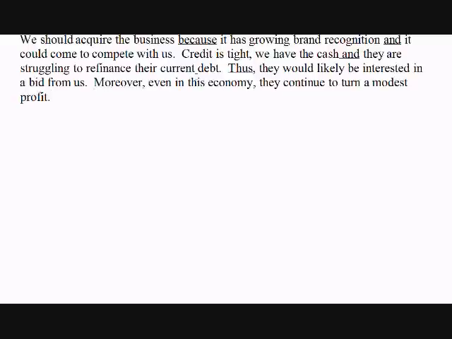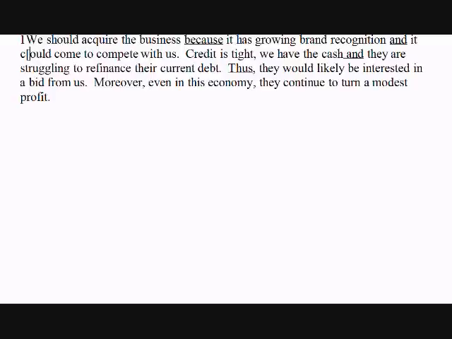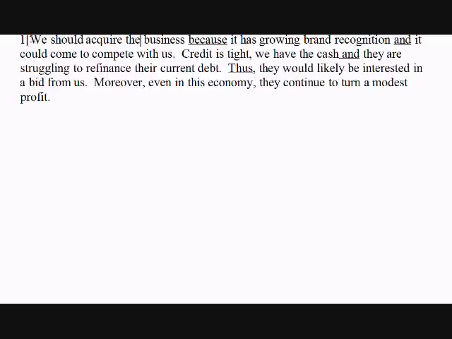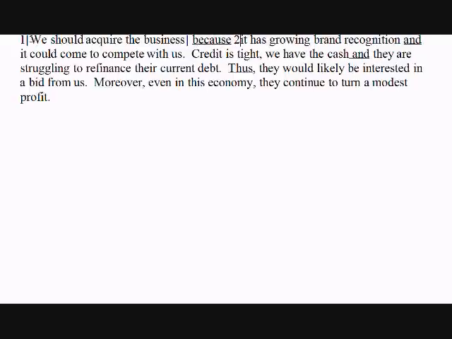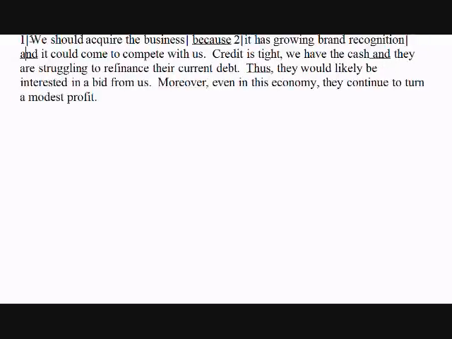Now that we have the premise indicators identified, let us begin to number all of the individual claims. So claim number one. Claim number one is in fact the conclusion. Claim number two. Claim number three.